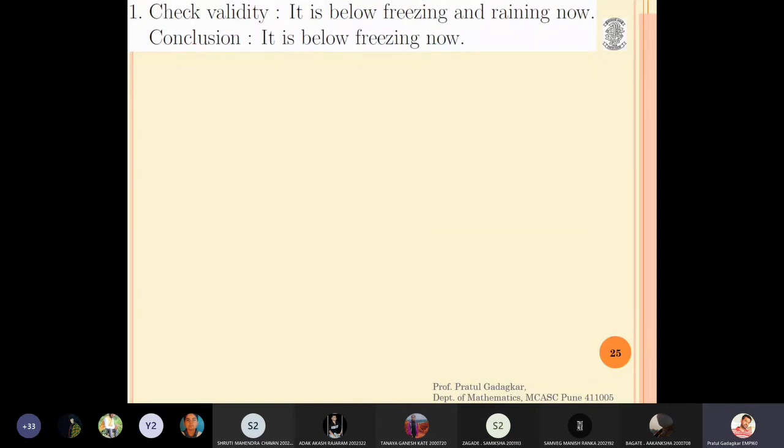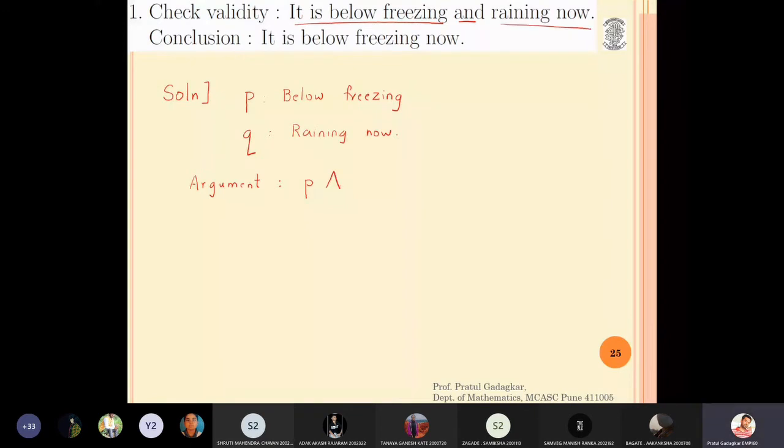In such types of problems, we will first write alphabets which will represent these statements. P stands for below freezing. The second statement I will denote by Q, which is raining now. Now in the language of P and Q, we will write the above argument. The argument is as follows. It is below freezing, P, and raining, Q. Conclusion: it is below freezing.